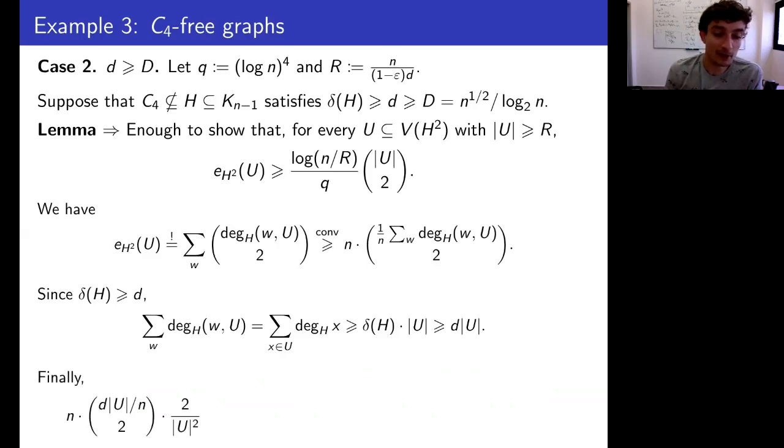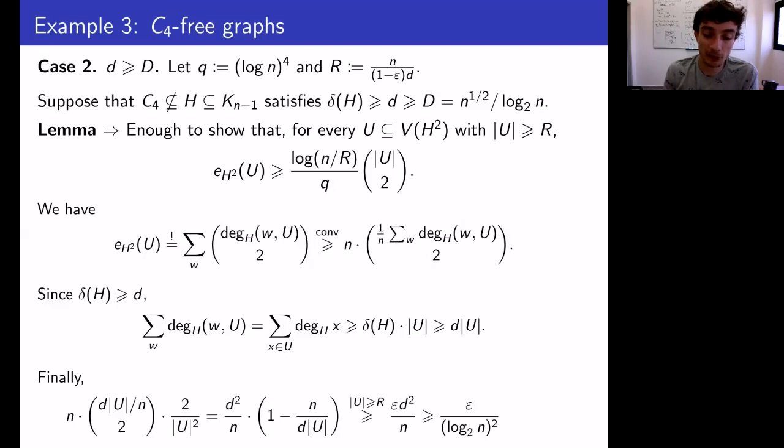Now, finally, plugging everything back into our lower bound on the number of edges, we get n times the binomial coefficient, which is d times |U| over n, choose 2. Let's divide it by |U| squared over 2. And this evaluates to this quantity, which in turn, using our assumption that |U| is at least r, is at least epsilon d squared over n.